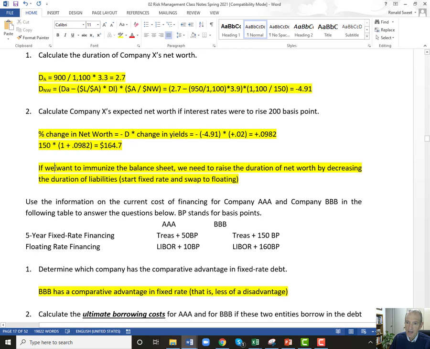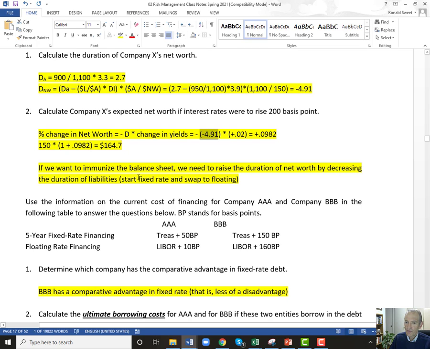Now, if we want to immunize this, then we'd want to raise the duration of net worth, make it further away. Make it closer to zero. You want to move it to zero, so there you would actually decrease the duration of liabilities. And you might want to think about this before you do the swap problem. Here we have a negative duration of net worth, so we want to reduce the duration of liabilities. How do you do that?